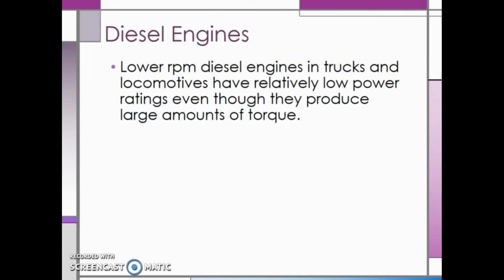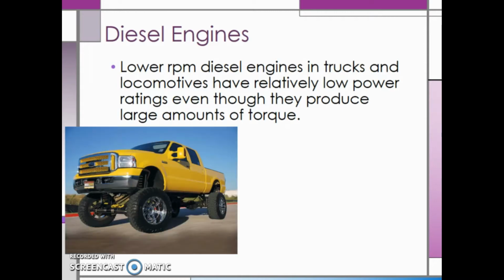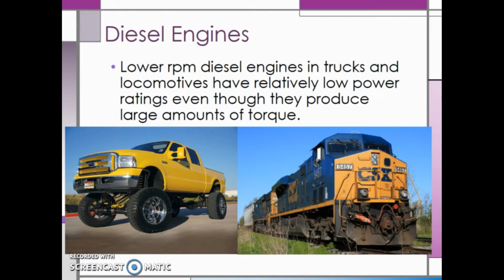Diesel engines typically have slower speeds, and they have much lower power ratings. However, what matters for these engines is the torque, not the power. In a train or large truck, we want high amounts of torque in order to get the train or truck moving. In general, when you have low power, you have high torque, and when you have high power, you have lower torque.